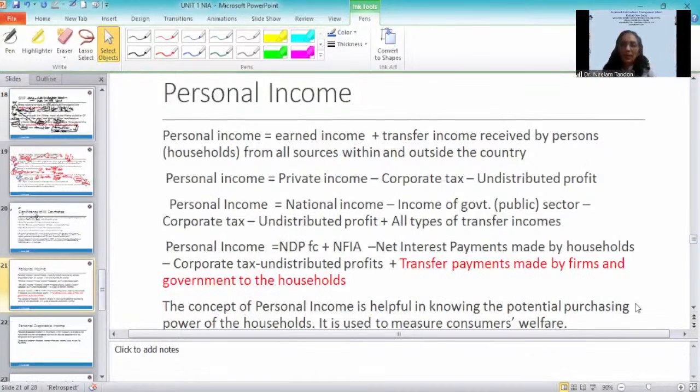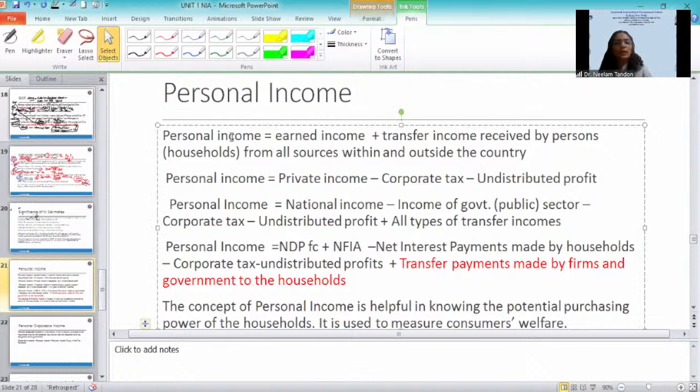When we talk about national income, it takes care of income of all 3 players: corporate, government, household, but also international players. National income. Domestic income takes care about the income of the government and household and the corporate. Personal income is income which is excluding corporate.